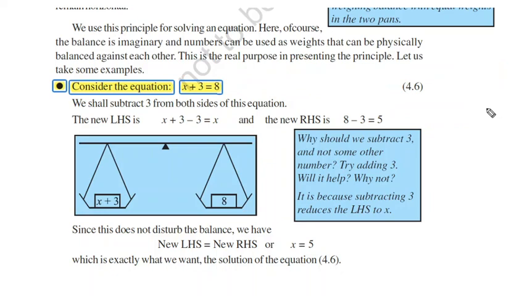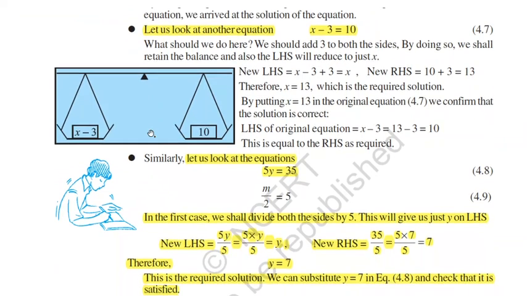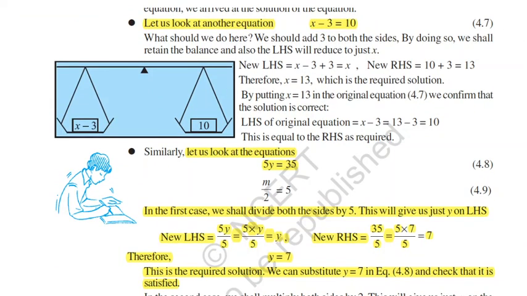Now we will take another example so that your concept will be a little better. Let's take another example, x minus 3 equal to 10. So here you can clearly see minus 3 is creating a problem for us. So if we eradicate this minus 3, then it will be easy for us. So what we will do? We will add 3 to both sides of the equation.